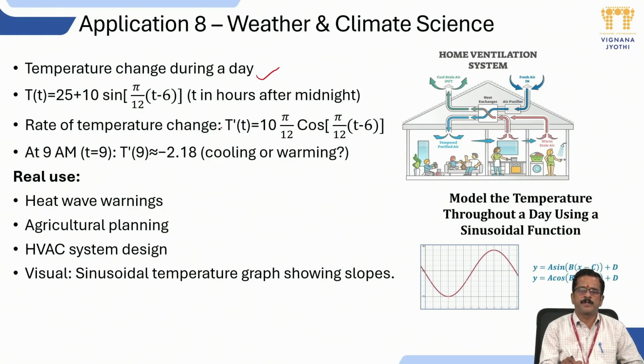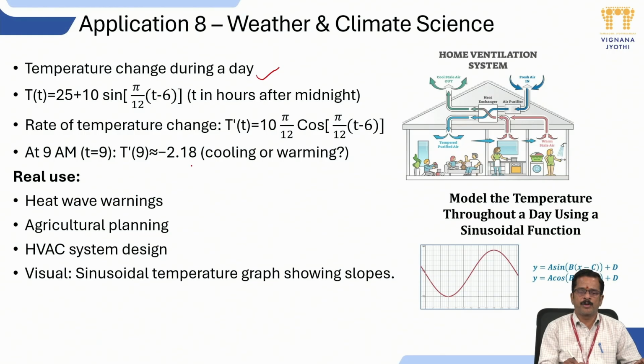The rate of temperature change is the differentiation of the temperature. The differentiation of 25 is 0. The differentiation of 10 sine of pi by 12 (t minus 6) is 10 times pi by 12 times cos of pi by 12 (t minus 6). This is the rate of change of temperature in the day. At 9 o'clock in the morning, what is the change of temperature? You can evaluate by putting t equal to 9 in the rate of change function, which gives minus 2.18.